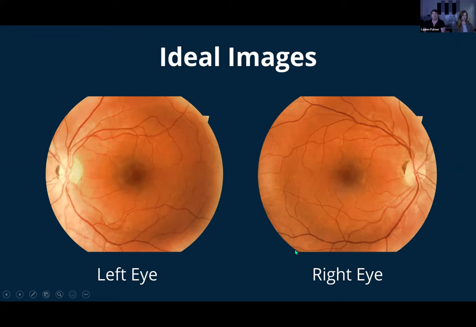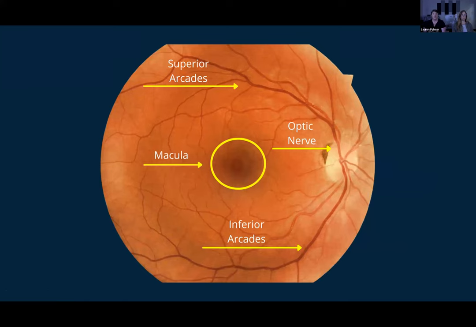So here we have a few examples of ideal images, one for the left eye and one for the right eye. As we can see, the anatomy is clear and in focus. All four parts of anatomy are visible, and the optic nerve is correctly placed for each eye. So as a reminder, and many of you probably remember this, your optic nerve should be on the left side for the patient's left eye in the 9 o'clock position or pretty close to it. For the patient's right eye, we want the optic nerve to show up on the right-hand side at about 3 o'clock. And so on this next slide, we have the anatomy labeled for you.